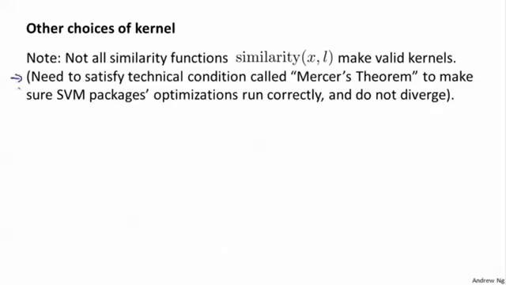It's called Mercer's theorem. And the reason they need to do this is because support vector machine algorithms or implementations of the SVM have lots of clever numerical optimization tricks in order to solve for the parameters theta efficiently. And in the original design of SVMs, there was a decision made to restrict our attention only to kernels that satisfy this technical condition called Mercer's theorem. And what that does is that makes sure that all of these SVM software packages can use a large class of optimizations and get the parameter theta very quickly.